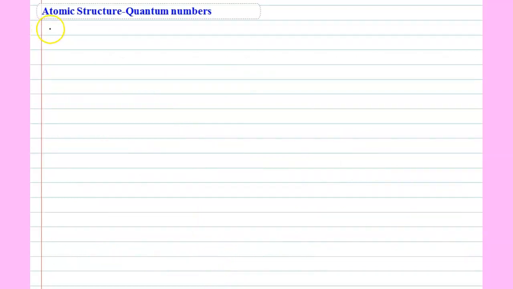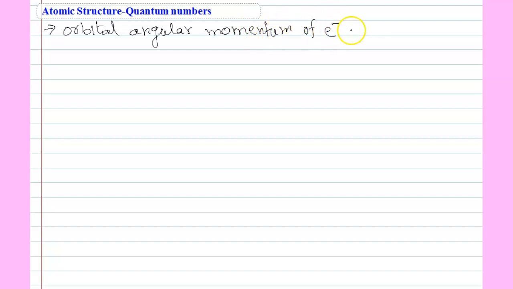Continuation of the azimuthal quantum number: orbital angular momentum of the electron. The symbol is mu L equal to square root of L into L plus 1 into h by 2 pi. Suppose if L value is 0, then mu L equal to 0.